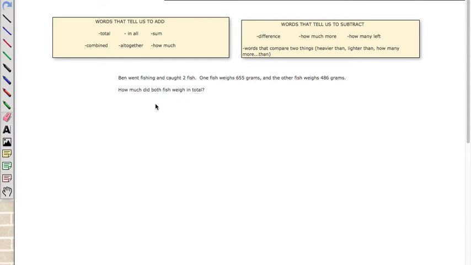And our problem today is right here. Ben went fishing and caught 2 fish. One fish weighs 655 grams, and the other fish weighs 486 grams. How much did both fish weigh in total? So if we use our CUBES strategy, we know that 655 grams is going to be an important number in our solution, and so is 486 grams.